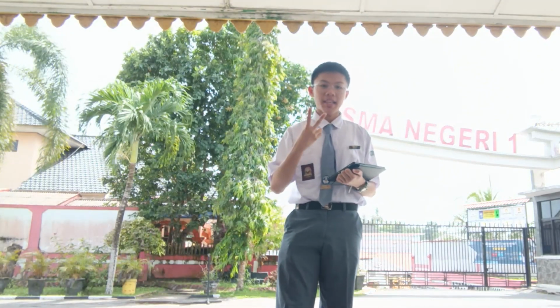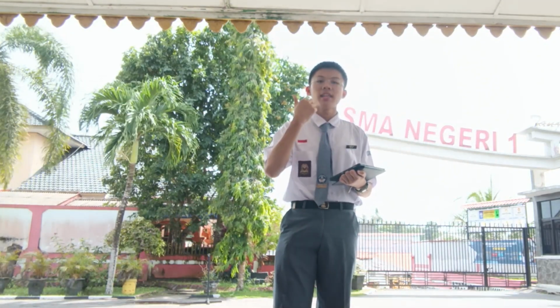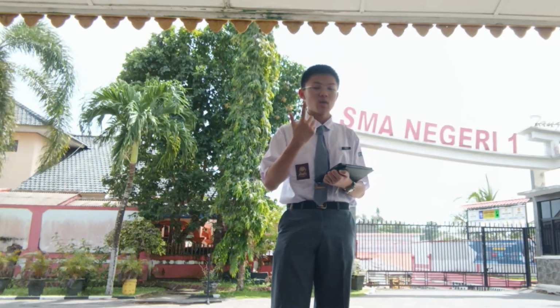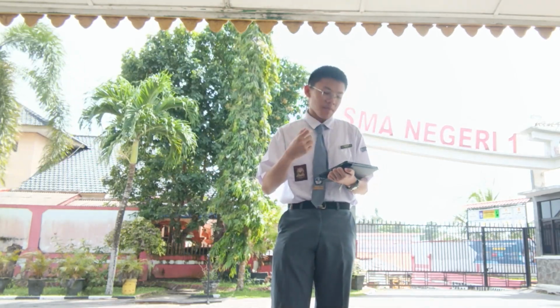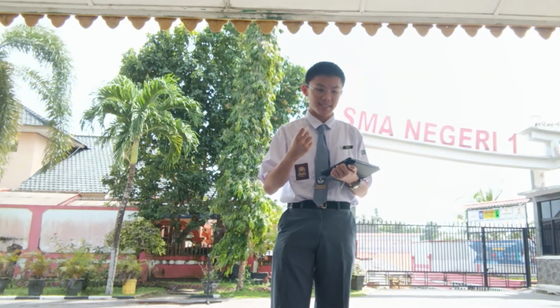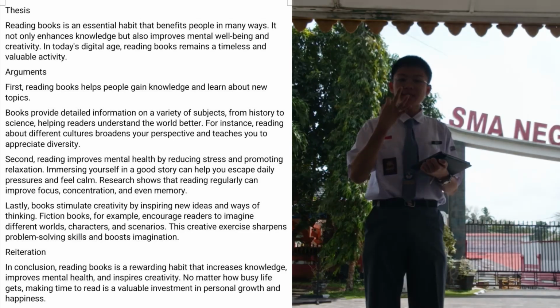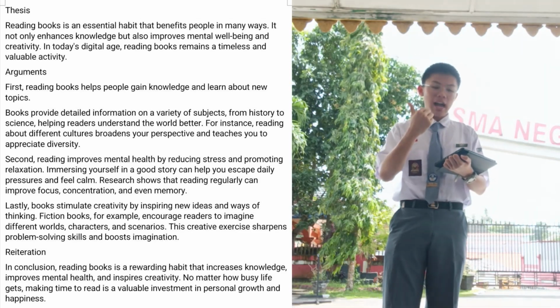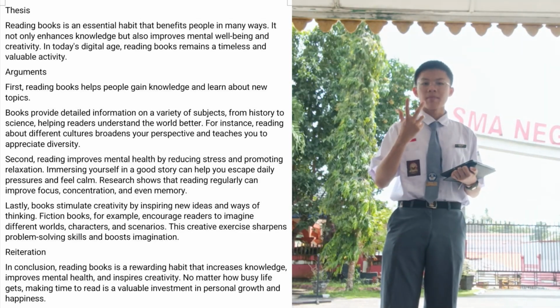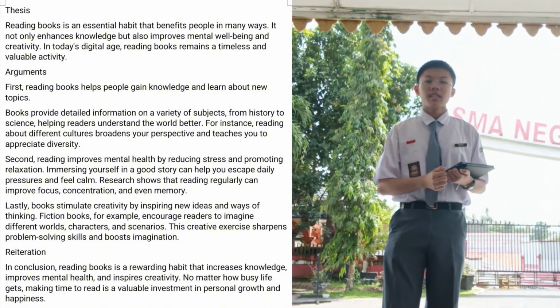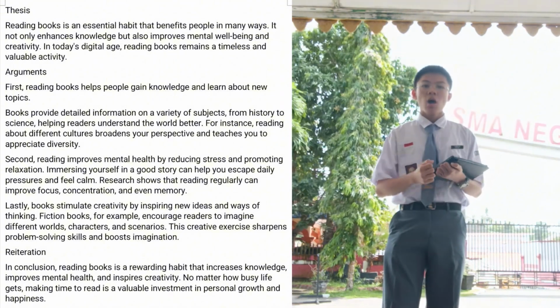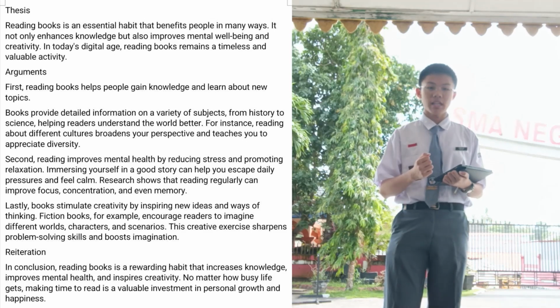Now, you know that there are 2 types of expository text. The first one is the analytical exposition, and the second one is the hortatory exposition. The example that I made is an analytical exposition text. There are 3 structures, which are the thesis, arguments, and reiteration. Let's get started. The title of the text is Why Reading Books Is Very Important.